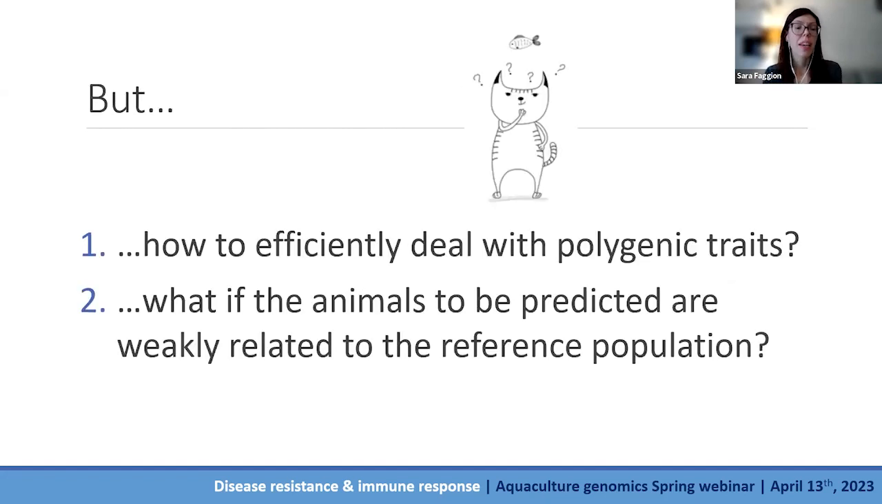But there's a but. From our experience, complex traits of economic importance are for the majority polygenic. So how can we efficiently deal with those kinds of traits? And another question is, what happens if the animals to be predicted are weakly related to the reference population? For example, they are from a different population, a different generation, or a different breed.